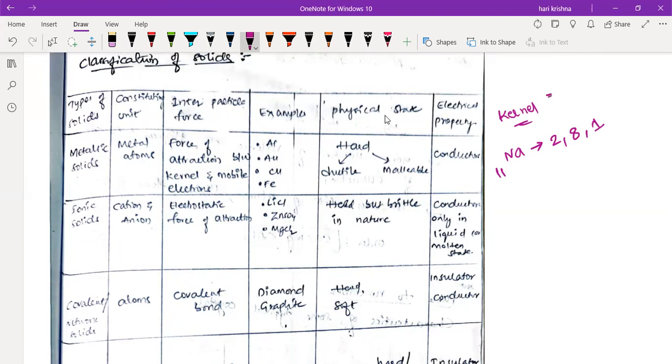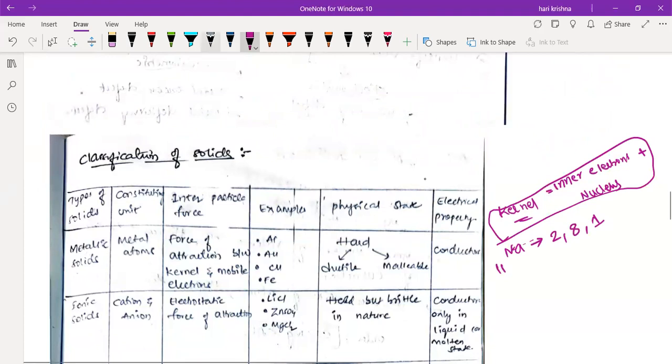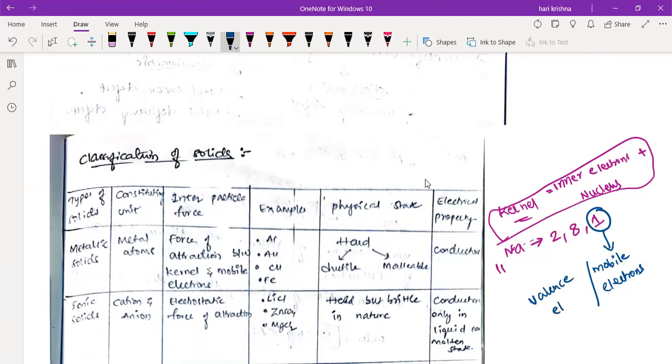So kernel is nothing but the combination of the inner electrons of the atom along with the nucleus. That is called a kernel. So whatever force of attraction is there between the kernel and the mobile electrons. Mobile electrons means the electrons present in the outermost shell of an atom. The other name is valence electrons. Mobile electrons are valence electrons.